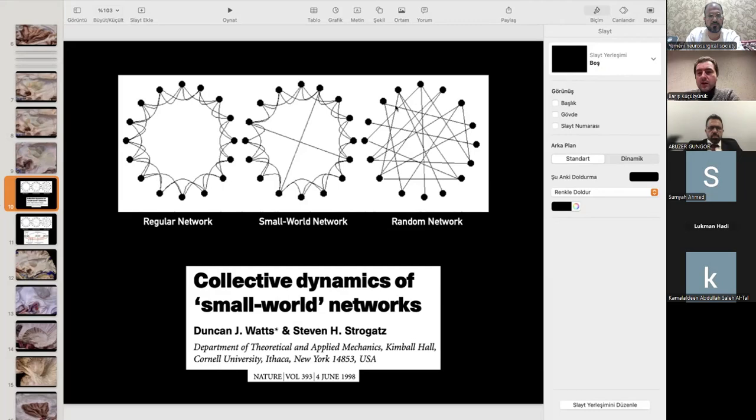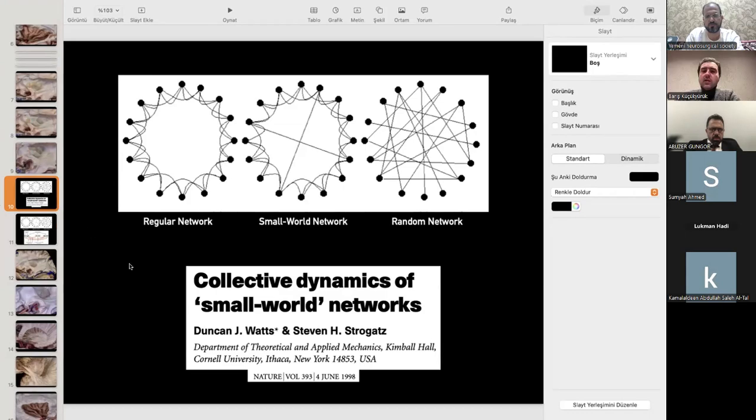But this random network on the far right carries information in a faster manner, but again uses too much energy because each hub needs to be connected with each other. So how our brain works is called a small world network, which means there are hubs and they are connecting with each other, but some specific hubs are connected with longer fibers to the other side of the brain.